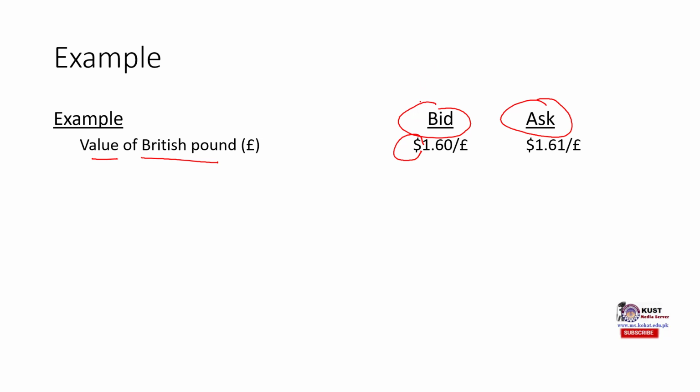Now we have already discussed what bid price is and what ask is. Bid is the buying price, right? The buying price of the bank or the exchange to whom we are going to sell the currency. And the ask price is the selling price of the exchange.